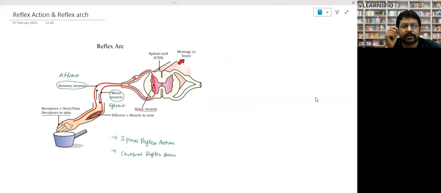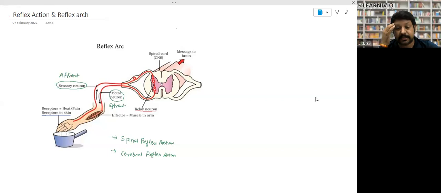For example, you must have sensed this. Suppose I touch a hot object. What will happen when I touch a hot object? I will pull my hand back suddenly. First, I will pull my hand back. Then after 1 or 2 seconds, I will feel the pain. So first, pulling the hand back, this decision is taken by the spinal cord only. When the message reaches the brain, then I will feel the pain, because the pain sensors are available in the brain only.